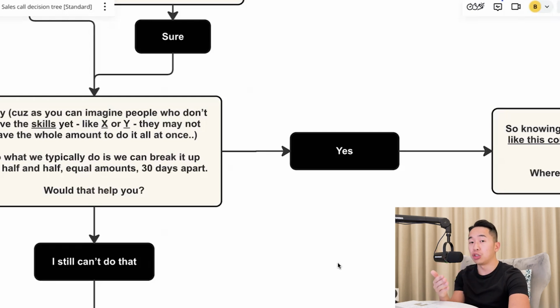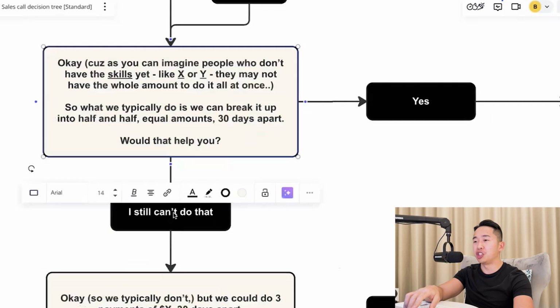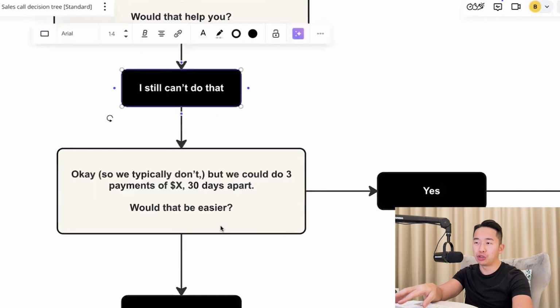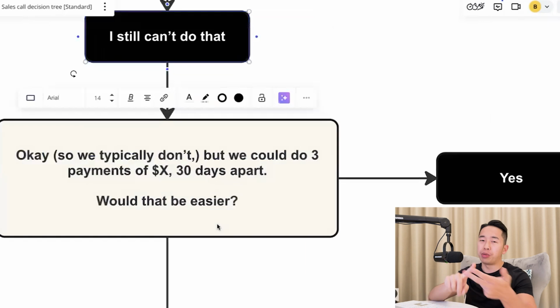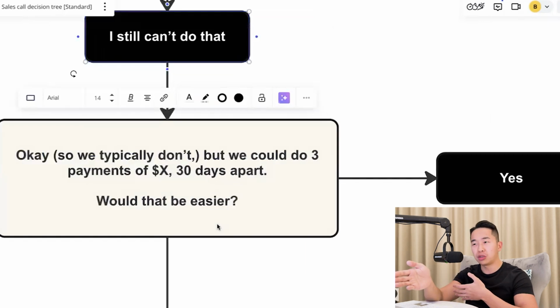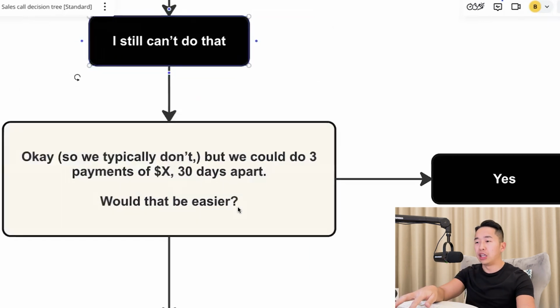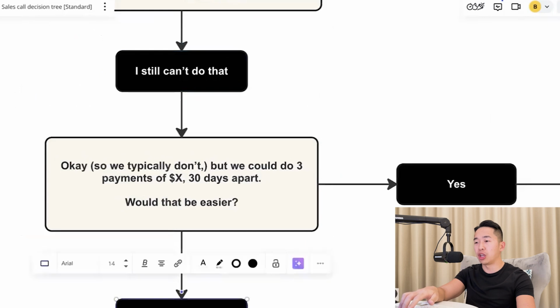So there are 3 objections all at once, right? But if it's a genuine concern, they only come to you with one concern. "Hey, man, I really want to do this, but I just don't have the money right now." And that's it. If it no longer logically makes sense, then typically we're going into fear. Now let's say they still can't do that. Then we drop it into the 3-pay. I would typically say, what we could do is 3 payments of X amount, 30 days apart. Would that be easier? And they'll either say, yes, that works, or I still can't do that.